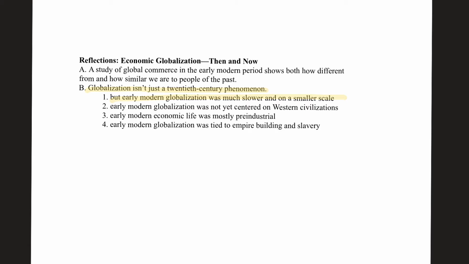Also, early modern globalization was not yet centered on Western civilizations. In fact, like I told you before, these Western civilizations, namely the Europeans, are kind of behind. They're not as advanced or as sophisticated as what we have going on in China or India or the Ottoman Empire. In fact, they're trying to figure out how to break into those empires and reap some of the cool stuff that they happen to have. You want to put down here next to number two that it will become so after the Industrial Revolution.